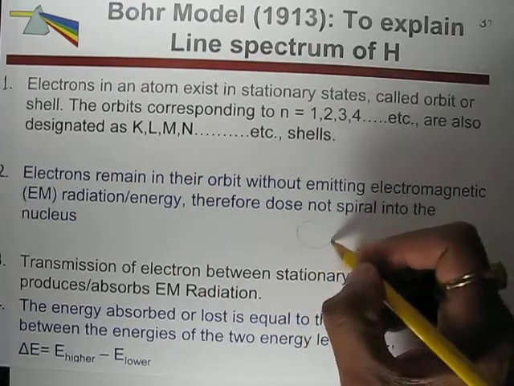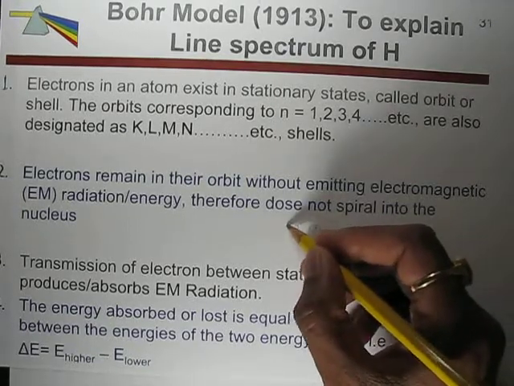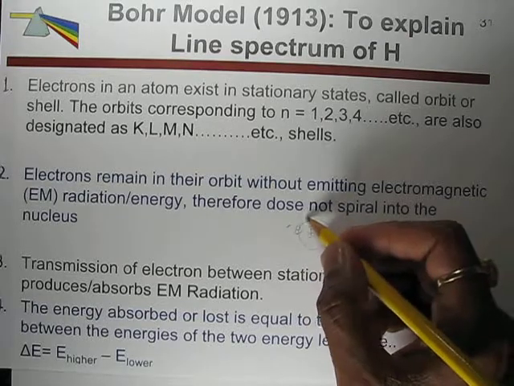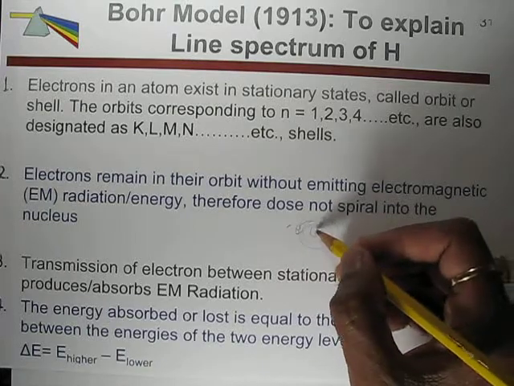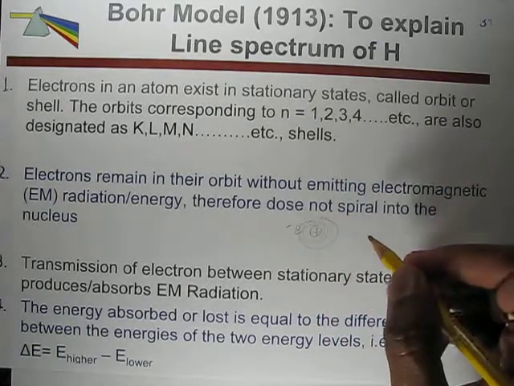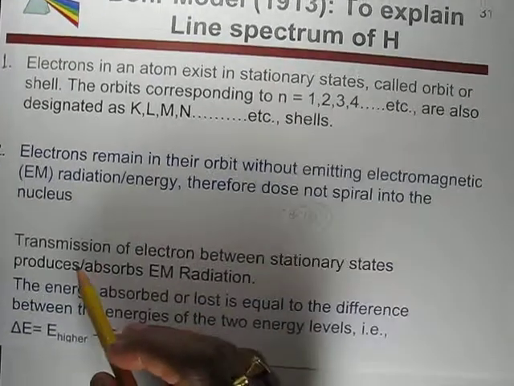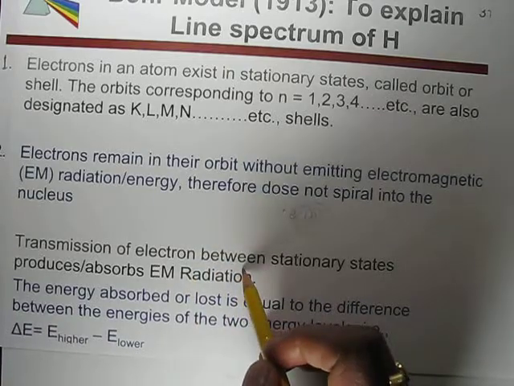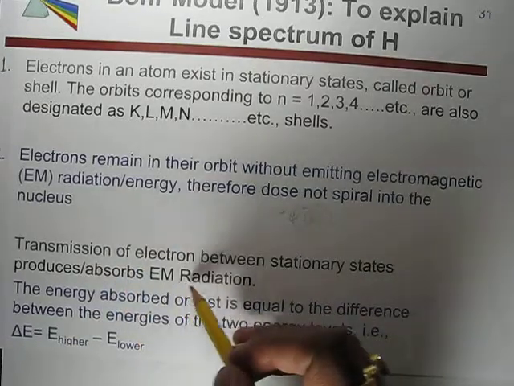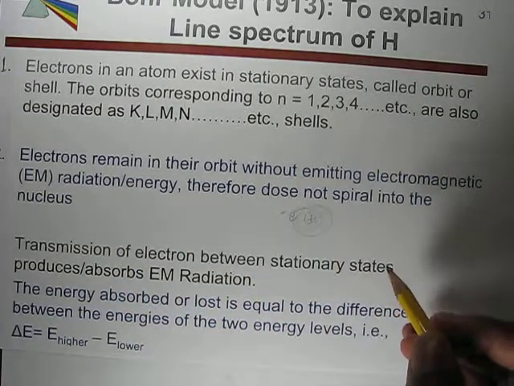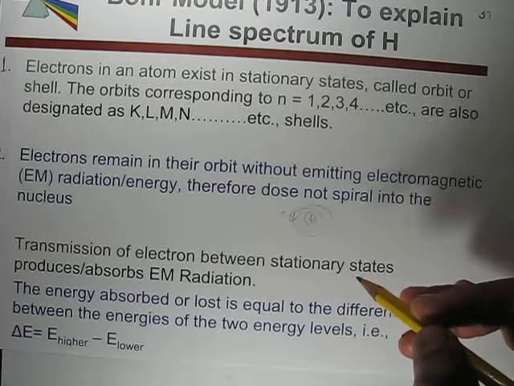So whenever the electron moves in the orbit, it does not emit any energy, otherwise it would keep losing energy and move in a spiral, and in the end it would be pulled into the nucleus, which is not true. Transition of an electron between stationary states produces or absorbs electromagnetic radiation. If they go to a higher state, they need energy, and if they come back, they lose energy.